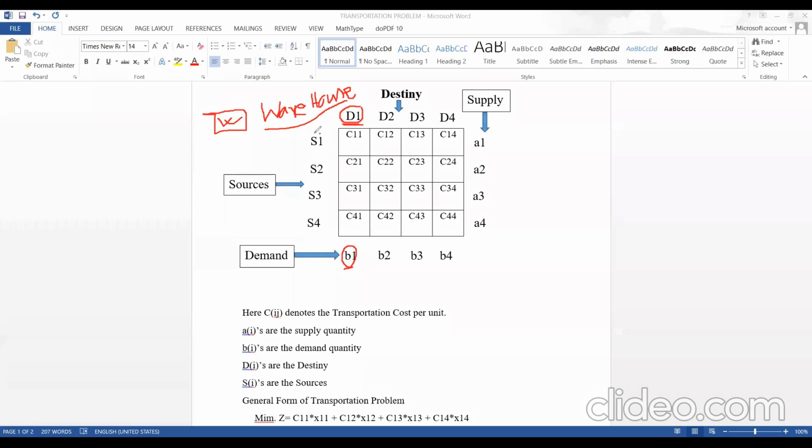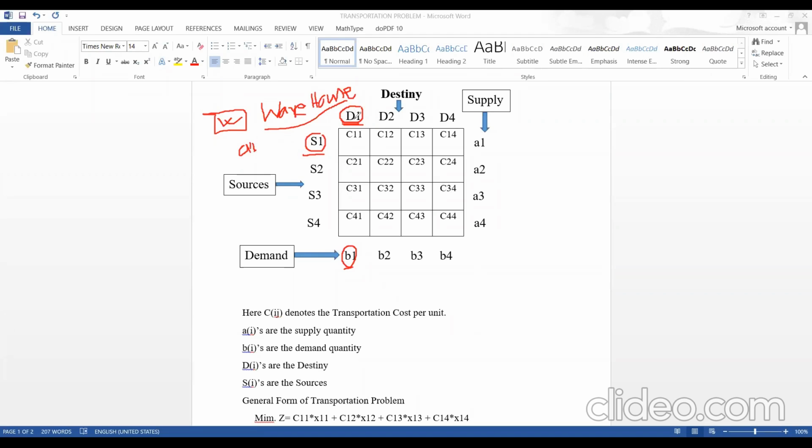Suppose S1 is the warehouse which is very close to the destination D1, but every warehouse has its own capacity of supplying quantity of manufactured goods. Sometimes the demand of destination D1 is more than the capacity of the source S1. Then in that case, what will they do? The source S1 has the capacity of supplying a quantity A1.